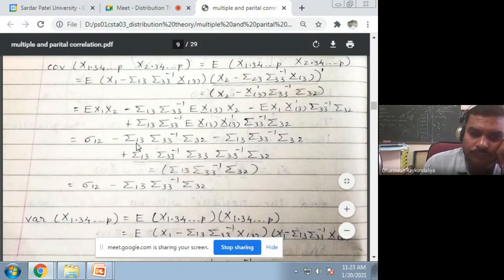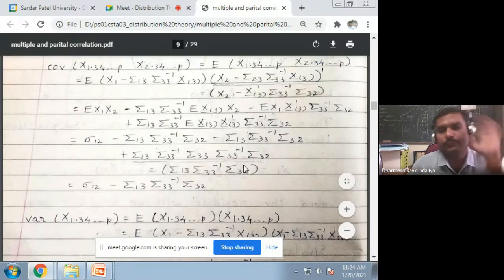Now this is one and this is the other, so I can write it as twice, and this becomes identity. So this is sigma 1 3 sigma 3 3 inverse sigma 3 2. This is the minus 2 times, this is 1 time, so the 1 time cancels out. So you will remain with sigma 1 2 minus sigma 1 3 sigma 3 3 inverse sigma 3 2.